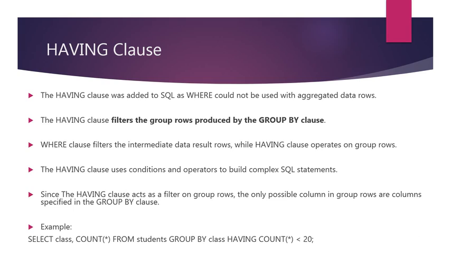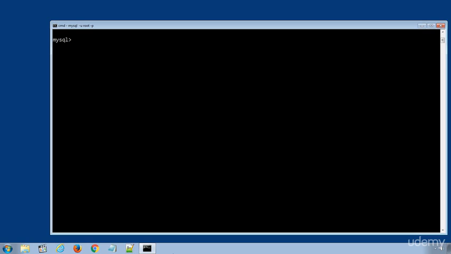Here is an example of the HAVING clause in an SQL statement. Let's learn more about the HAVING clause with some practical examples. I have logged in to my MySQL database server using my root username and password. I'll select the school database using the SQL statement USE school, and run a simple SQL statement to display all the records from the students table. SELECT * FROM students.